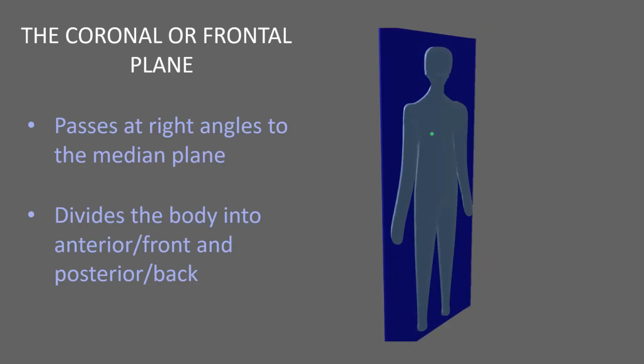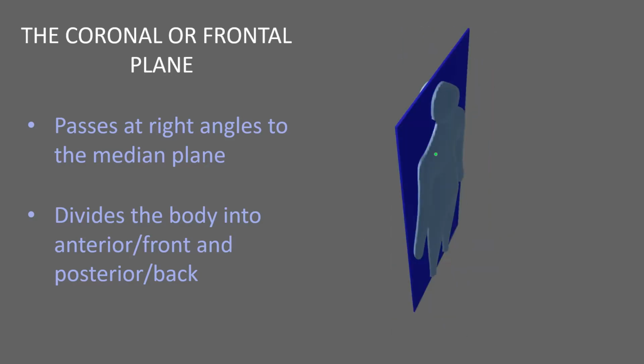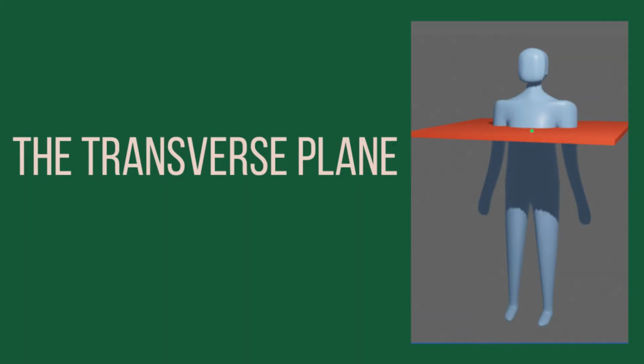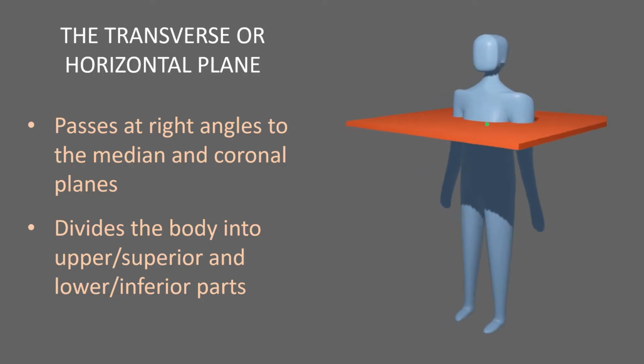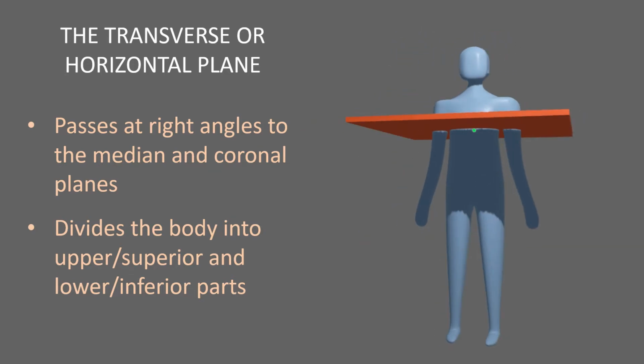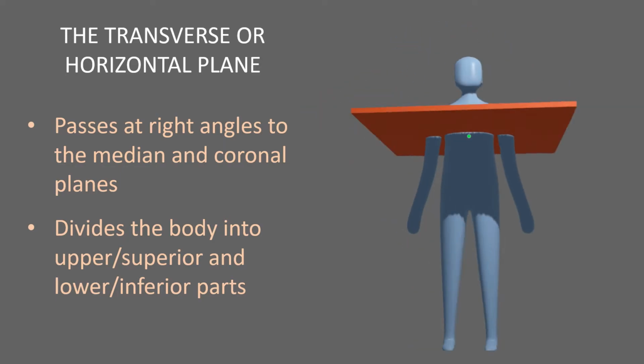The coronal, or frontal plane, passes at right angles to the median plane. It divides the body into a front or anterior, and a back or posterior part. The transverse or horizontal plane passes at right angles to both the median and coronal planes. It divides the body into a superior or upper part and an inferior or lower part.